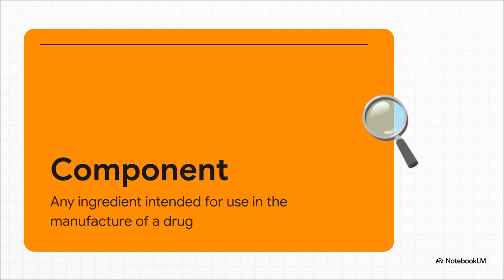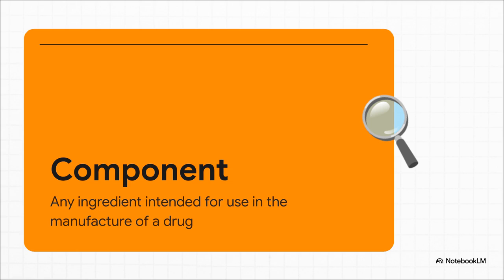Next up, we have component. The regulation is crystal clear here. A component covers absolutely any ingredient intended for use in the manufacture of a drug. That actually includes ingredients that might not even make it into the final product. If it is intended for use in the process at all, legally it's a component, and it is subject to strict quality controls.